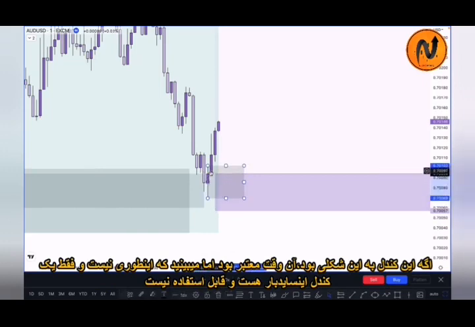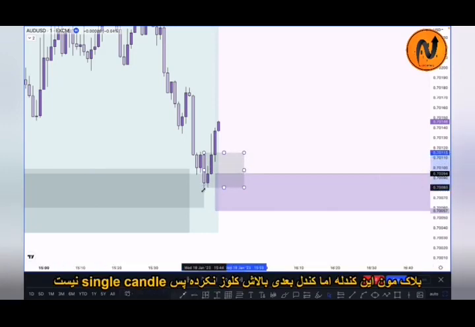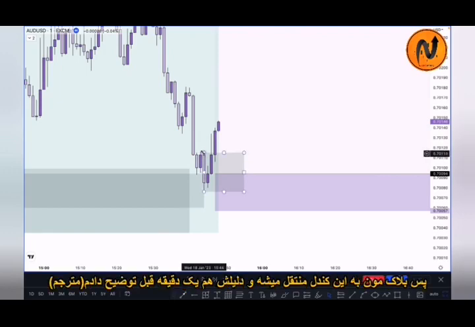But in this case the market did not break the previous low, and this is just inside, so we can't use this one. The actual candle is here, and the next candle did not close over it. So this is not a single candle order block as we know. So we can move our order block here.